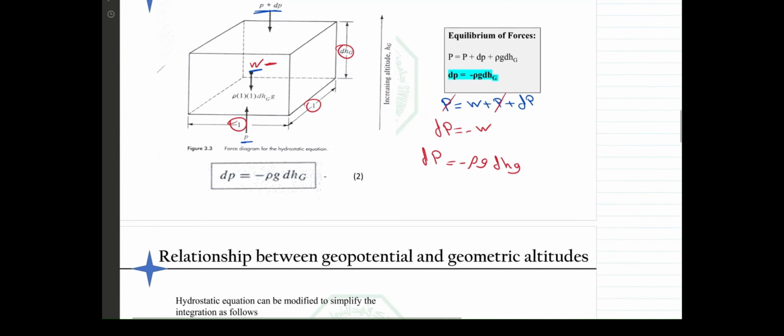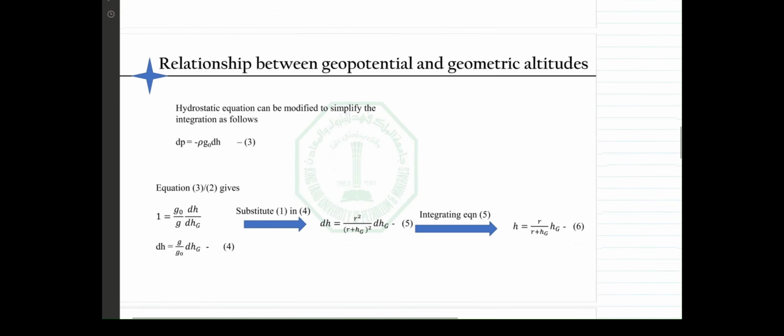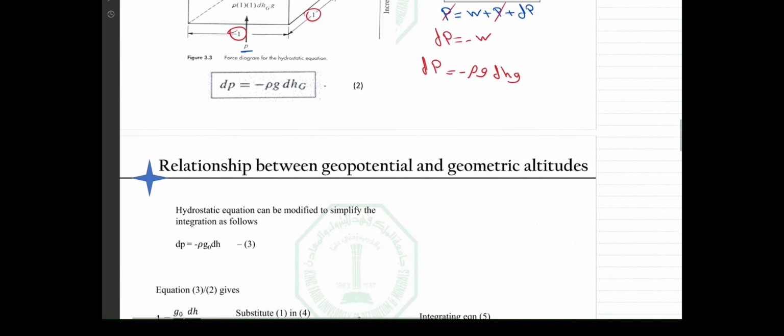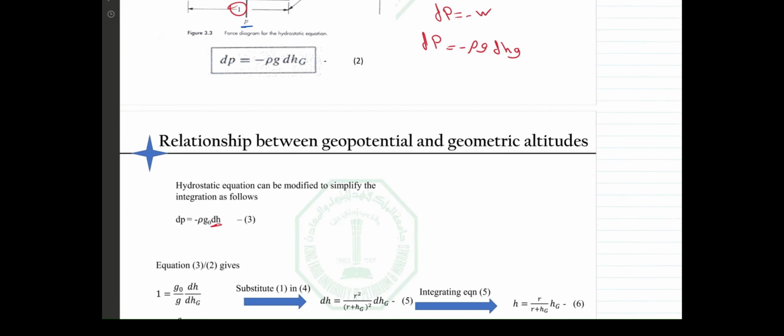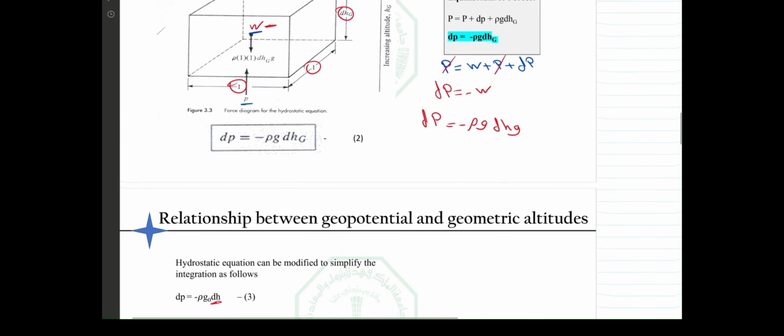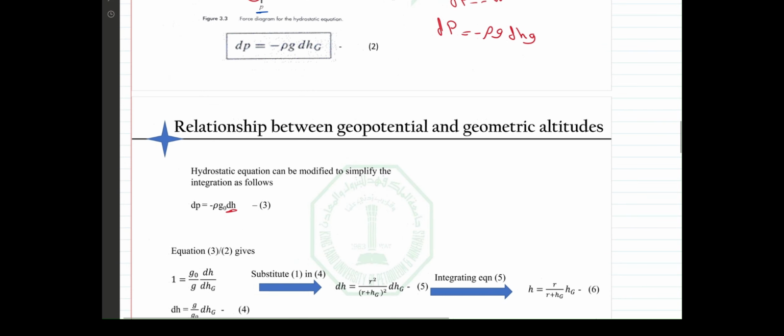Now that we have derived our hydrostatic equation, we move to the hydrostatic equation with dH alone, not dHg. Before, we used dHg because it is the geometric altitude, and here we use the geopotential altitude.